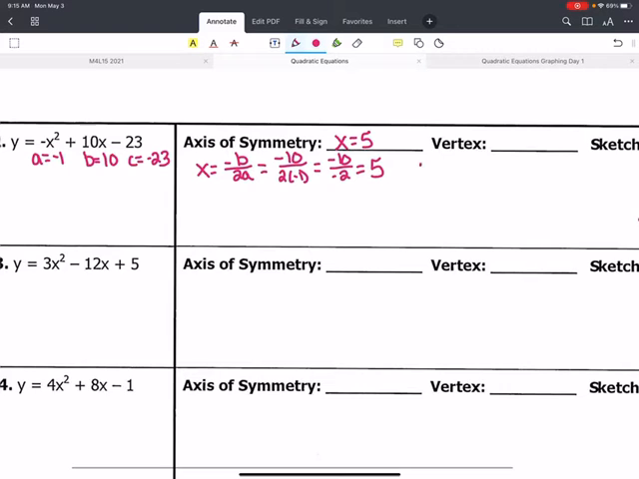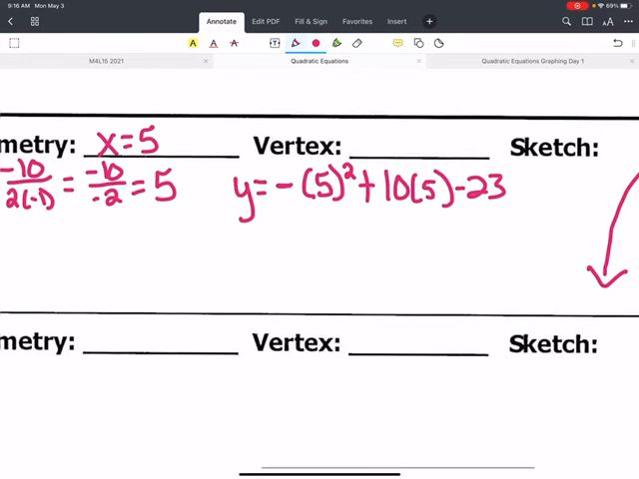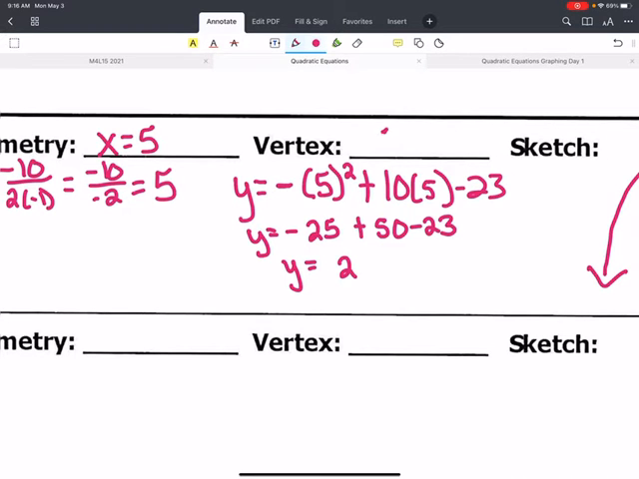To find my vertex, I take my original equation. Anywhere I see x, I put in a 5. Now be careful here because I have that negative out in front. So I'm putting my 5 in parentheses, squared, plus 10 times 5 minus 23. 5 squared is 25. And then I have the negative in front, so I'm calling that negative 25 plus 50 minus 23. When I do that math, I get y equals 2. And so my vertex is at 5, comma 2.